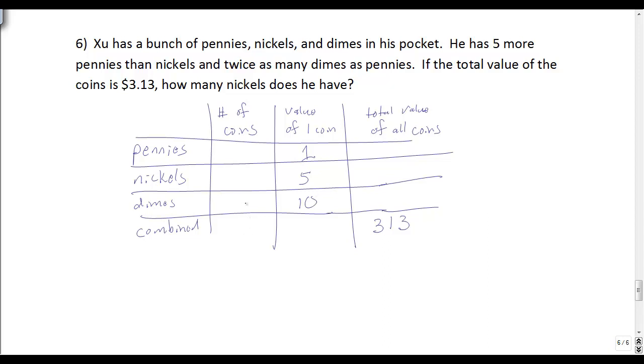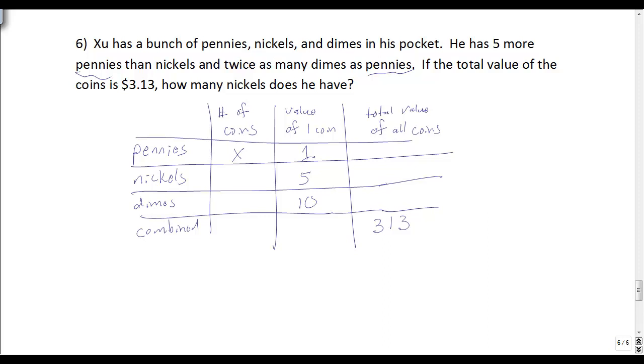I also don't know how many total coins. So I need to say it has 5 more pennies than nickels, and twice as many dimes as pennies. So I have to make one of these variables x. If I read these two statements, they both have pennies in them. So I have pennies versus nickels, and dimes versus pennies. Because pennies are involved in both, I'm going to let the number of pennies be x, and hope that makes everything else a little bit simpler.